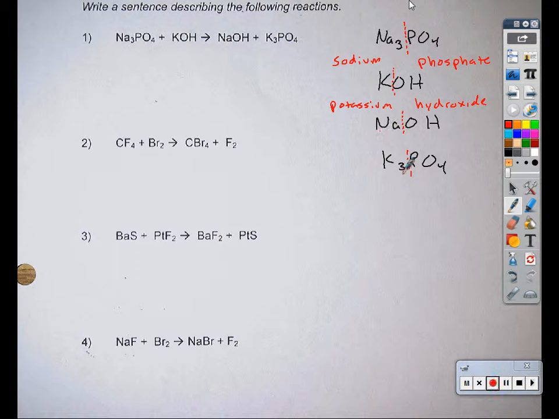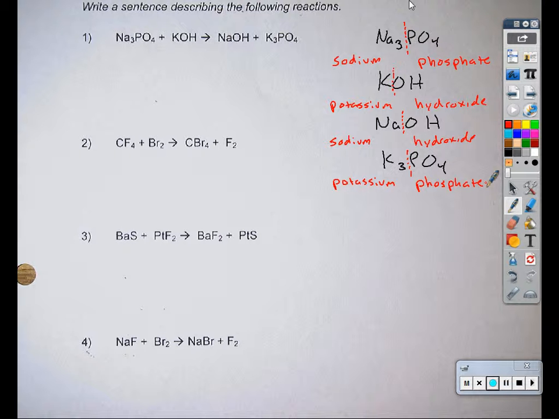We have the same two metals on the product side. Sodium's here again, potassium's here again. So again, these are going to be ionic. So we start by naming the two parts. Na is sodium, OH is hydroxide. Again, sodium is a +1. It's a predictable metal, so no Roman numeral. K is potassium. PO4 is phosphate. Once again, potassium is a predictable metal that has a +1 charge, so there is no Roman numeral.